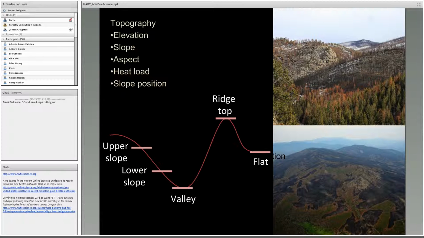Slope position here is a relative measure of where in a landscape a given area sits. So we can have upper slopes, lower slopes, valleys, ridgetops, and flat areas. And note that slope position is independent of actual elevation. So we might talk about a ridgetop, which might make you think of a high elevation, but they're actually independent.